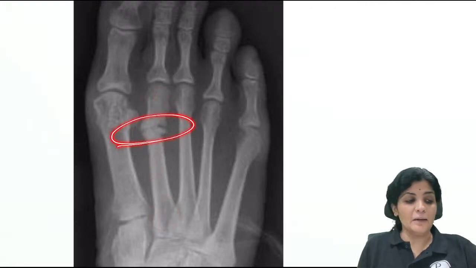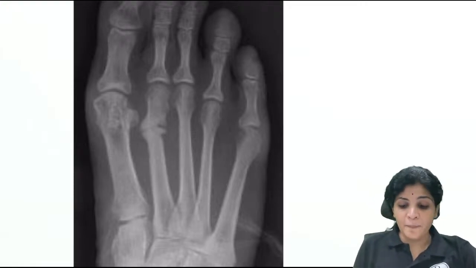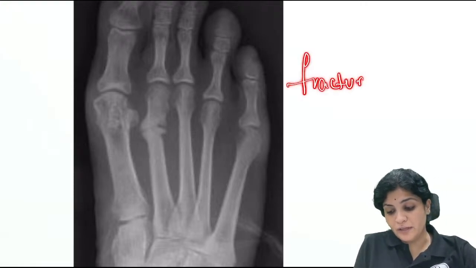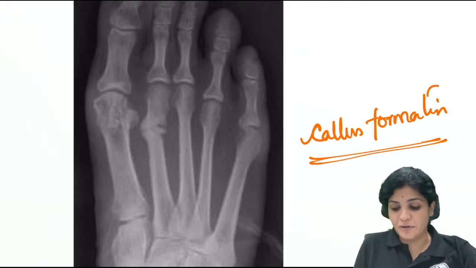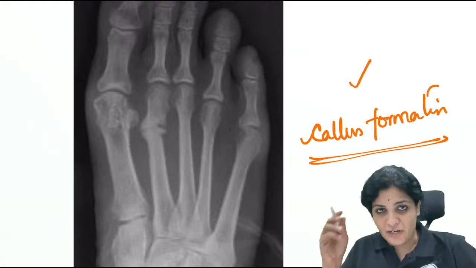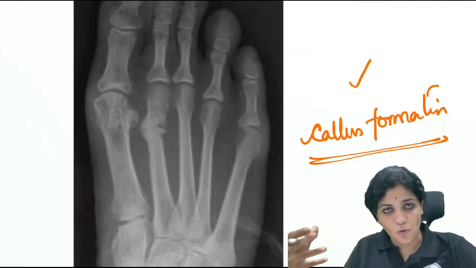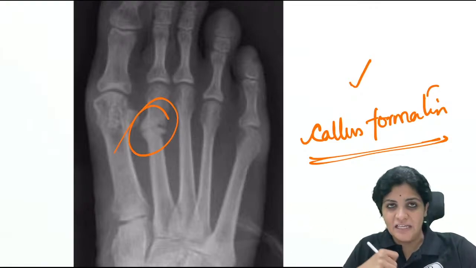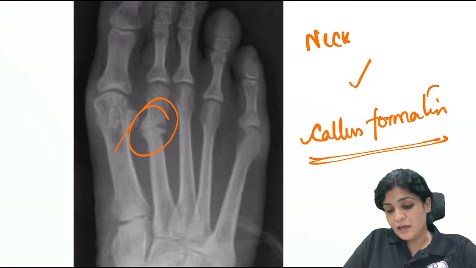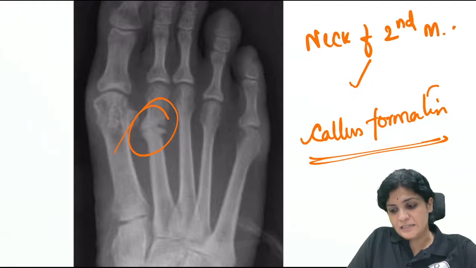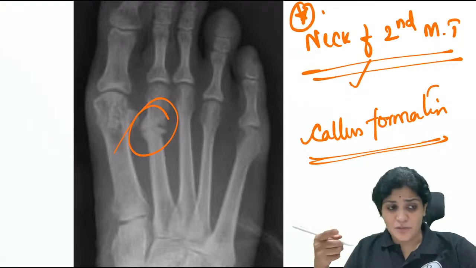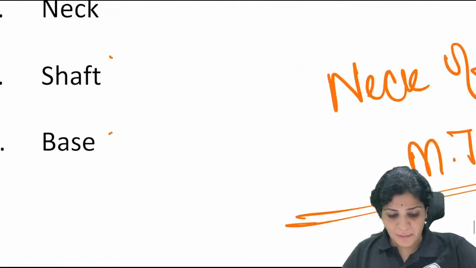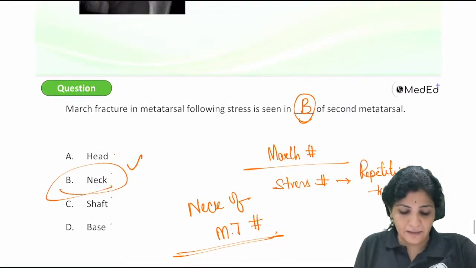So please remember the neck part is the fracture area, and in this fracture area sometimes you don't see the fracture, but sometimes what you see is the callus formation on the X-ray because there would have been a fracture long back. The patient will neglect it because it is an impacted fracture. The gap is minimal, so he keeps on walking even with the pain, and then he comes with this callus formation. So March fracture is a fracture of the neck of the second metatarsal. You should be very particular about such terminologies because these are very easy questions to answer. Next time when it appears in the exam, you're going to mark this as neck.